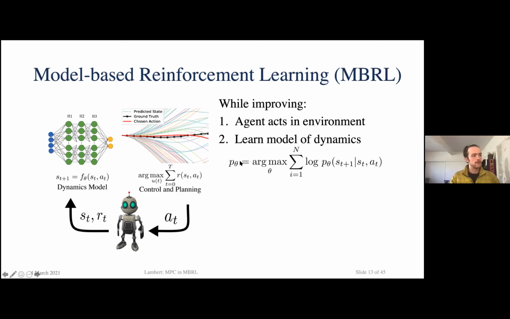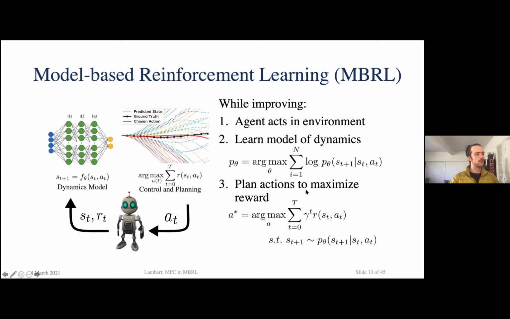And then finally, with the dynamics model that is learned from data, the agent then uses the model to learn to act in the environment. There are multiple ways to do it. The way that I'll be discussing is the most popular to date, which is model predictive control, which is unrolling the dynamics model and then choosing the best action.